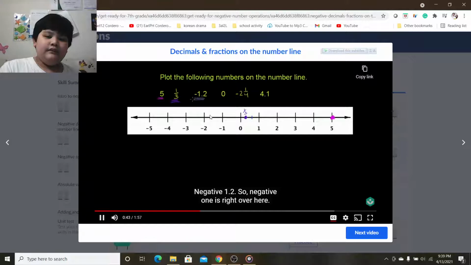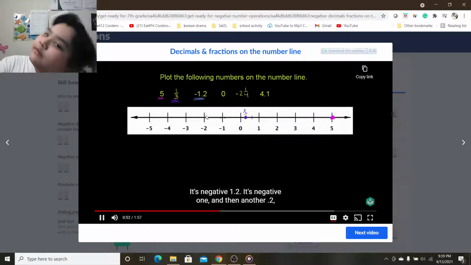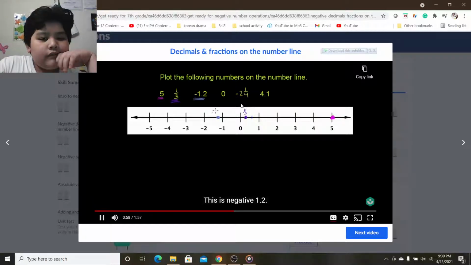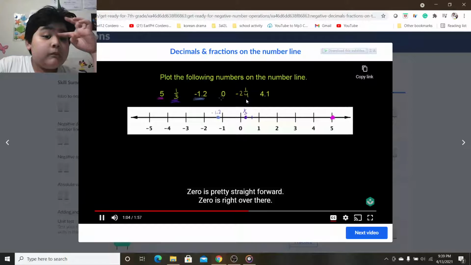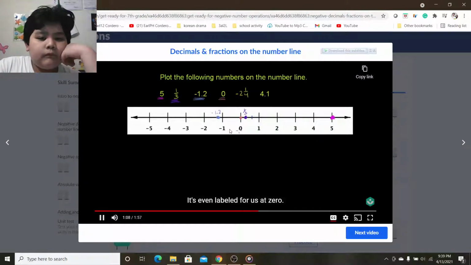Negative 1.2. So negative 1 is right over here. This is more negative than negative 1. It's negative 1 and then another 0.2. So it's going to be right over here. So this is negative 1.2. 0 is pretty straightforward. 0 is right over there. It's even labeled for us at 0. 5 is labeled for us too at 5.